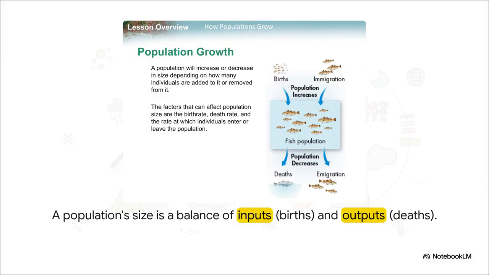So, what does this all boil down to? When you get right to it, a population size is just a simple balancing act. This picture says it all. You have things that add to the population, births and individuals moving in, which is called immigration. And you have things that take away from it, deaths and individuals moving out, or emigration. If the ins are greater than the outs, guess what? The population grows. Simple as that.